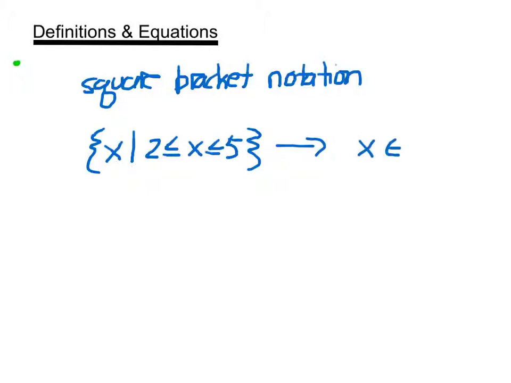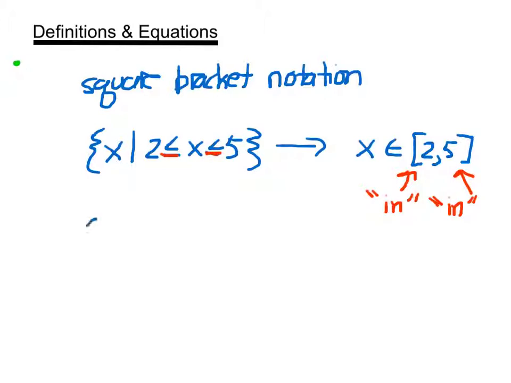x is a member of the interval between 2 and 5, including 2 and 5. Now some important things to note here are that we're using square brackets. In this case, both square brackets are pointing in towards the numbers. This means that the number that's closest to that bracket is included. Right? So we have less than or equal to here and less than or equal to here. Because we have those equal signs, the brackets are pointing in.